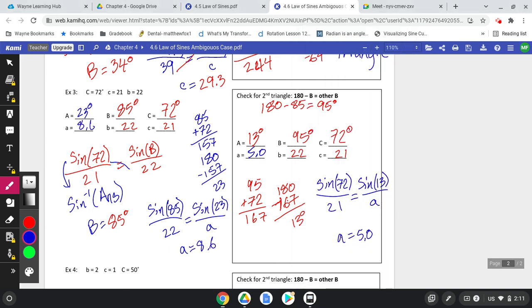So as you can see, this one was much more lengthy. When we have to find two triangles, it takes a lot longer.